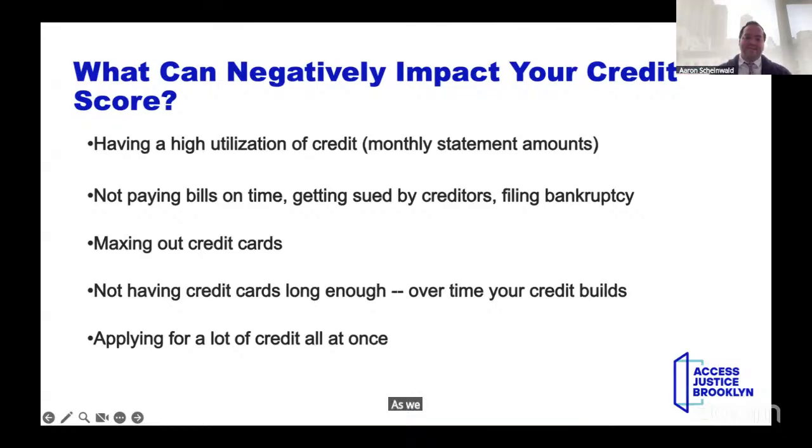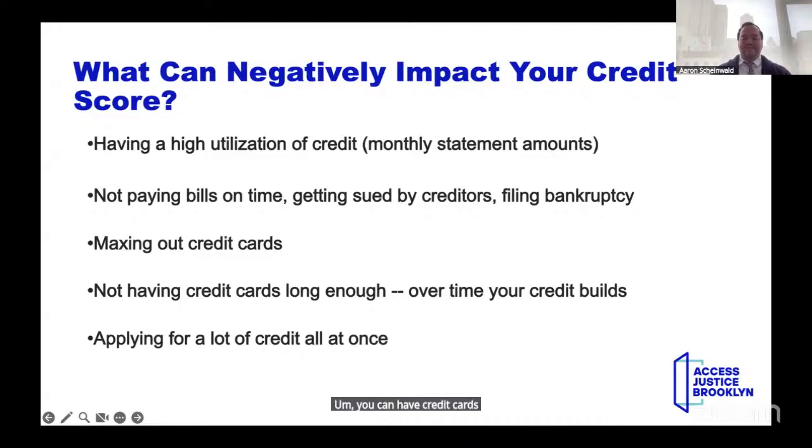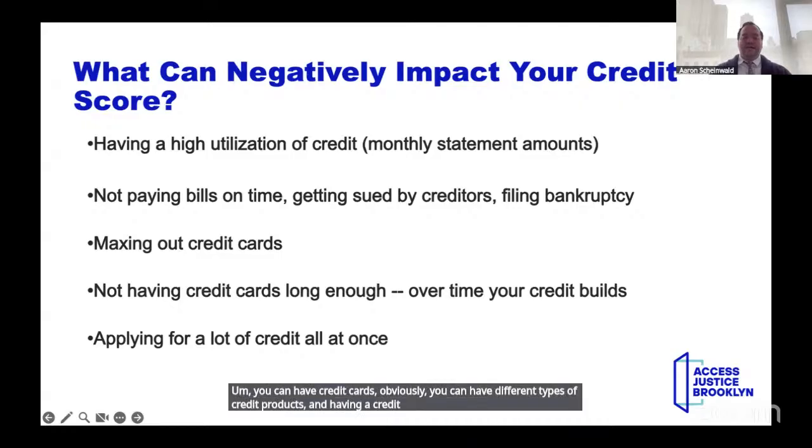As we were saying, maxing out credit cards or not having a long enough credit history can obviously affect your credit score. The mix of credit is also relevant. So you can have things like loans, student loans, personal loans, auto loans. You can have credit cards, obviously. You can have different types of credit products, and having a credit mix is also relevant to your credit score. And the length of the account in the fourth bullet is also relevant.